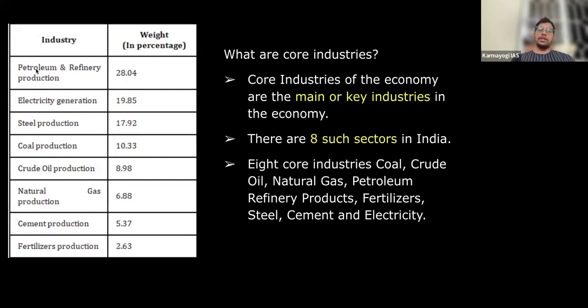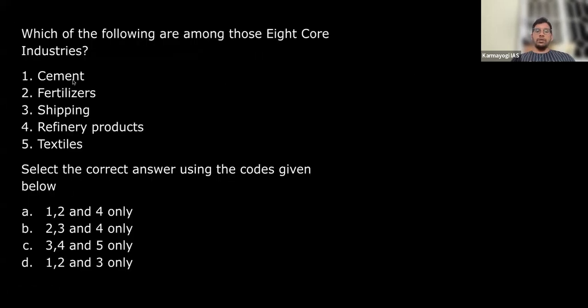So highest weightage is 28% for petroleum and refinery production, followed by electricity. Least is fertilizer production, right? So this is an important one. Now, cement, yes; fertilizers, yes; shipping, no; refinery products, yes; textiles, no. So 1, 2, and 4 only. Answer is A.